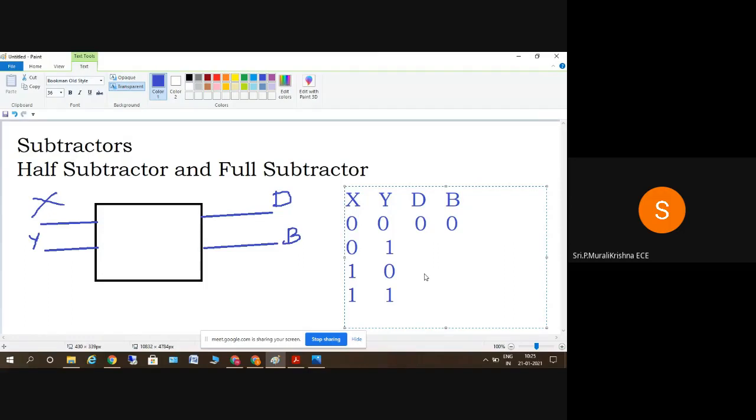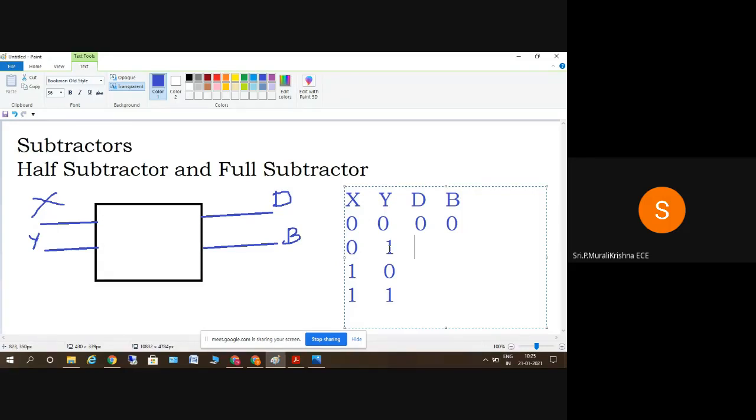0 minus 1. So what I'll need here is definitely a borrow, but the difference is also equal to 1 here. So when I get an odd number of ones, the difference is equal to 1 and borrow is equal to 1. So there's a simple technique that I have to remember here. Okay, so 0, 0, 1.